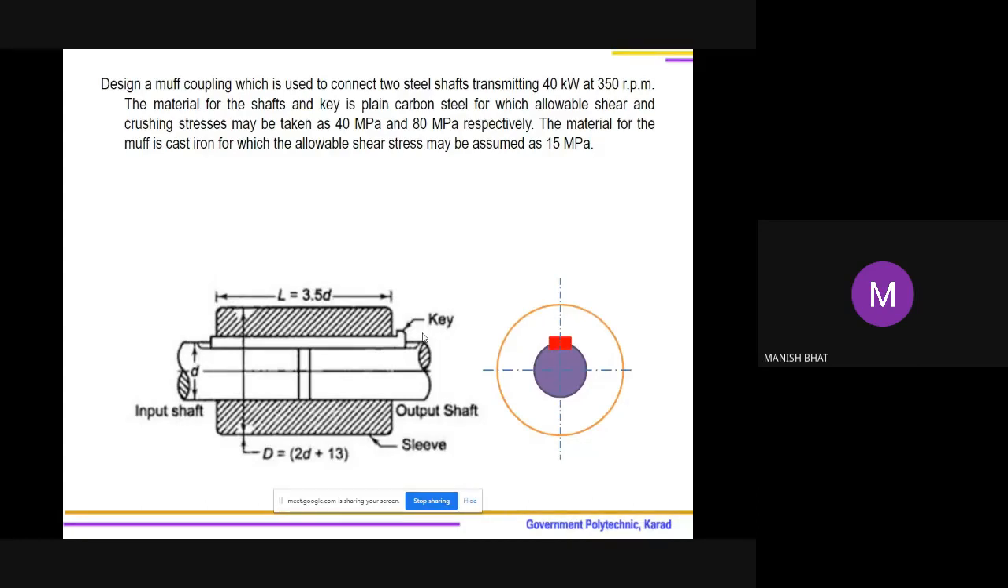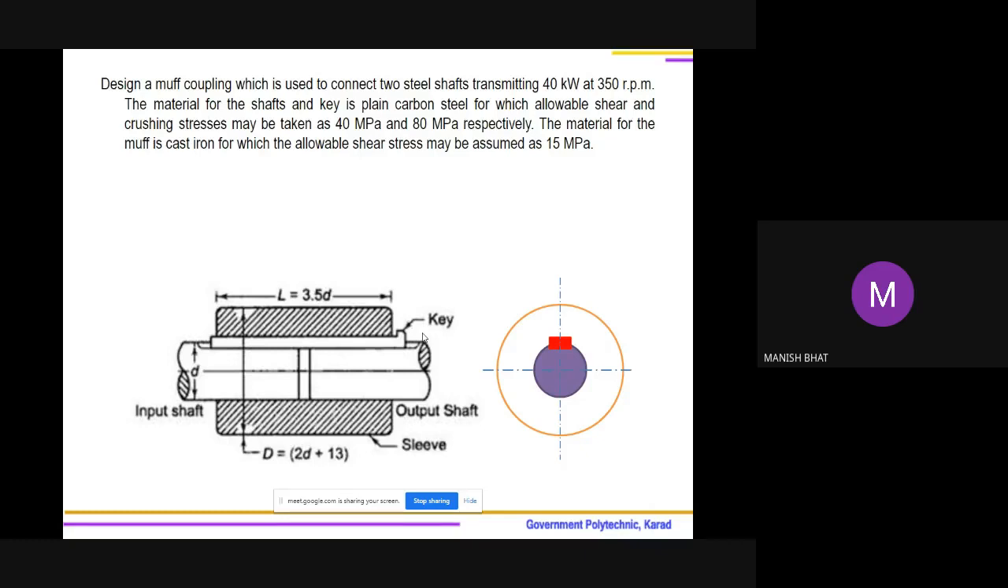Remember that in a problem, though the material is stated, allowable stresses are directly given. Allowable means that by selecting the material and selecting a proper factor of safety, we have found that the maximum shear stress for the key and shaft will be 40 and crushing will be 80, like that. Okay, so the diagram is shown which will help us in selecting empirical relations.